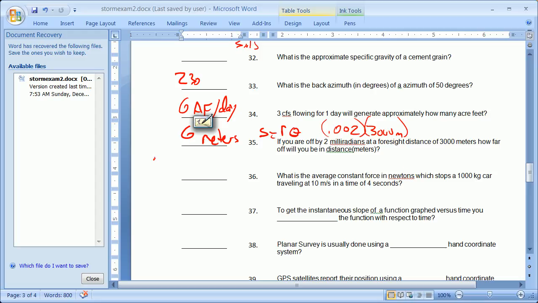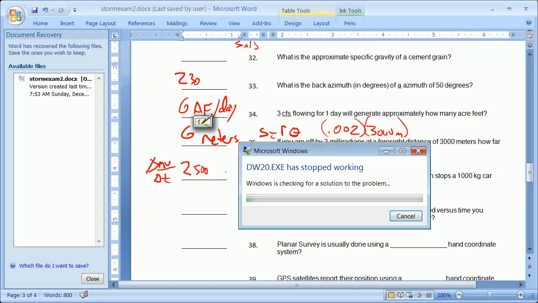Change in momentum over change in time is a good definition for force to really get in your head. The momentum starts at 1,000 in this one. 1,000 kilogram meters per second divided by 4, so it's 2,500 newtons. It's going to continue here.